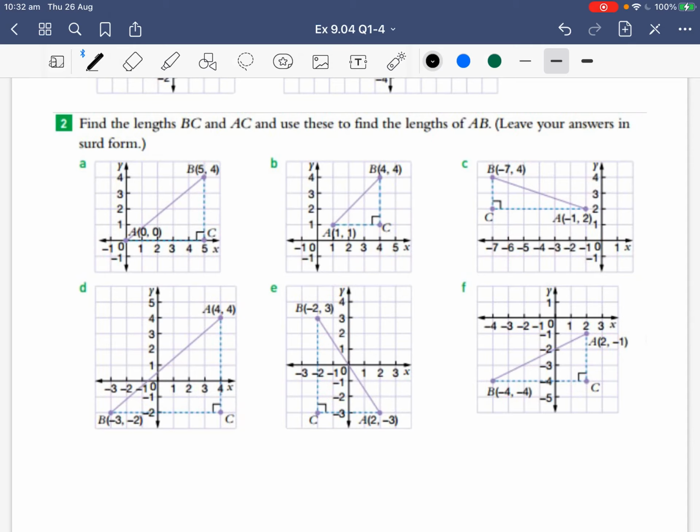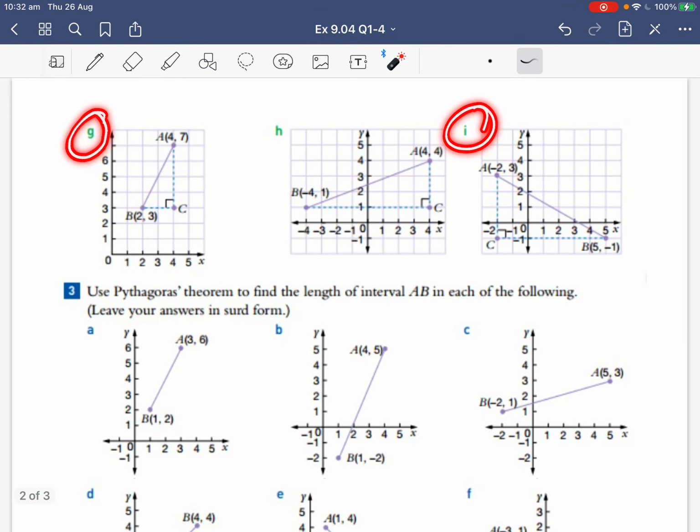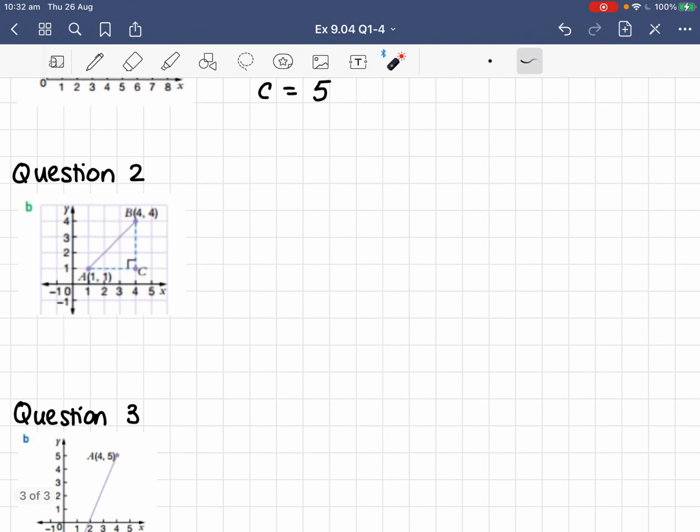Going to question 2, we want to find the lengths of BC and AC. If we look at 2A, BC is the length here, AC is the length here, and we want to use that to find the length of AB, and then we can leave our answers in surd form. Again, you're doing A, C, E, G, and I in this question. So I'm going to do B for you to go through it. For question 2B, we need to find the length of AC and BC.